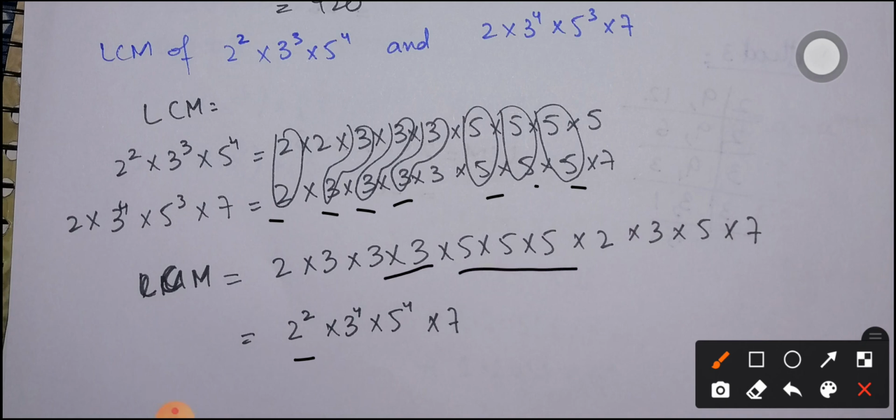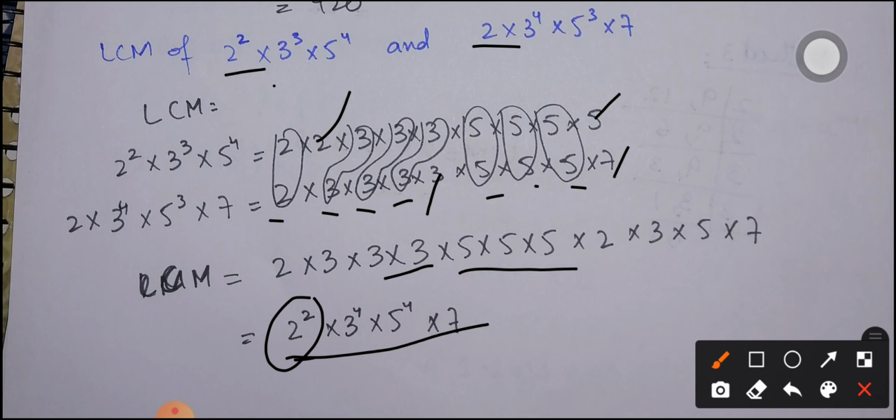But we have to multiply the numbers that are missing or not common. So 2, 3, 5 and 7. When I multiply all the terms, I will get 2 power 2, 3 power 4, 5 power 4 and 7. You can see that I am going to have the maximum power of each term. Like I have 2 power 1 and 2 power 2. So in LCM, we will write down the maximum power, 2 power 2. Then 3 power 3, 3 power 4, maximum 3 power 4, then 5 power 4 and then 7.